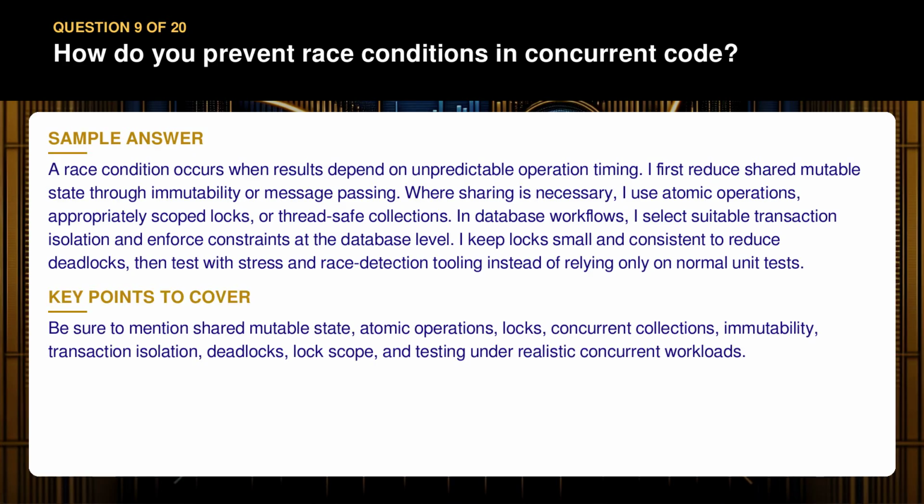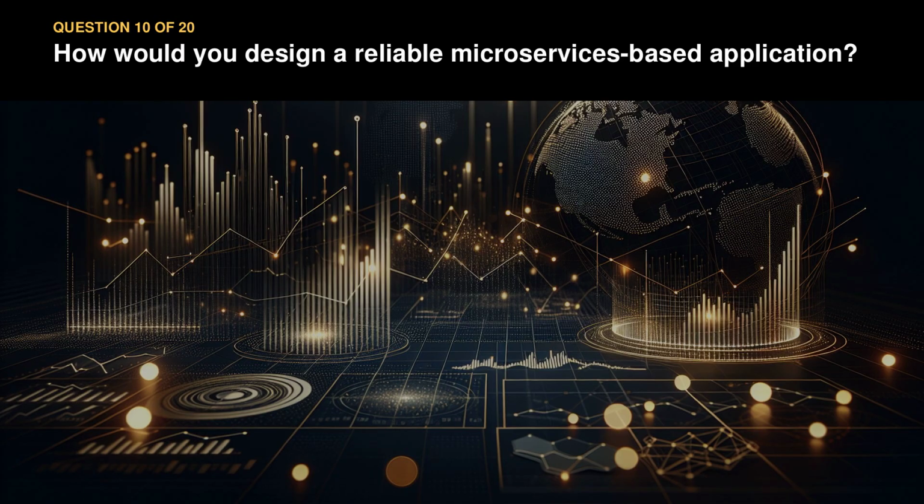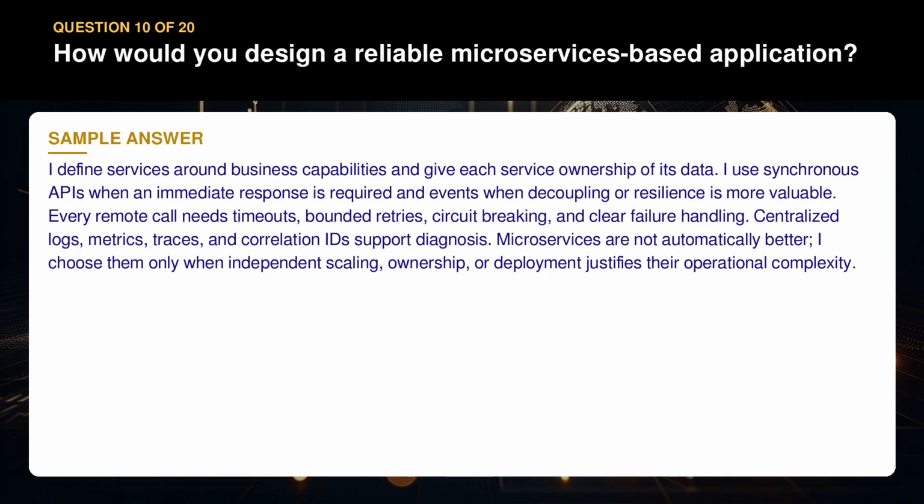Be sure to mention shared mutable state, atomic operations, locks, concurrent collections, immutability, transaction isolation, deadlocks, lock scope, and testing under realistic concurrent workloads. Question 10. How would you design a reliable microservices-based application? I define services around business capabilities and give each service ownership of its data. I use synchronous APIs when an immediate response is required and events when decoupling or resilience is more valuable.